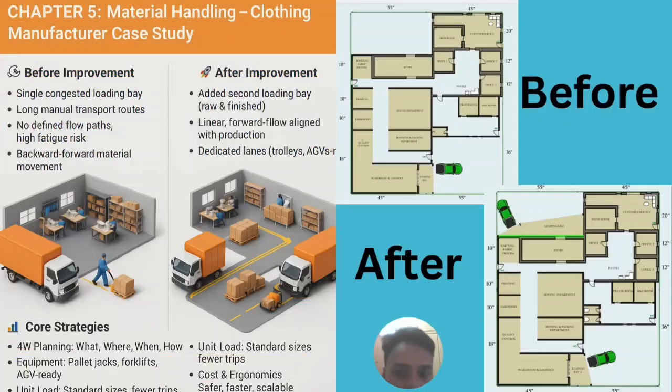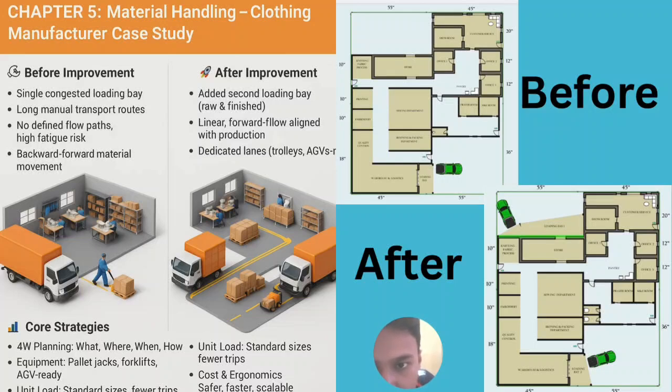Okay, back to the summary. For this material handling clothing manufacturers case study, there are some parts that should be justified. We know that the principles of material handling include economic standardization and economic planning, and many principles that have significant relation to this topic. So I will make the summary before and after the improvement.